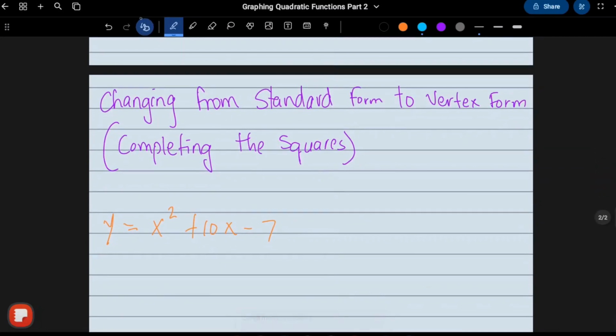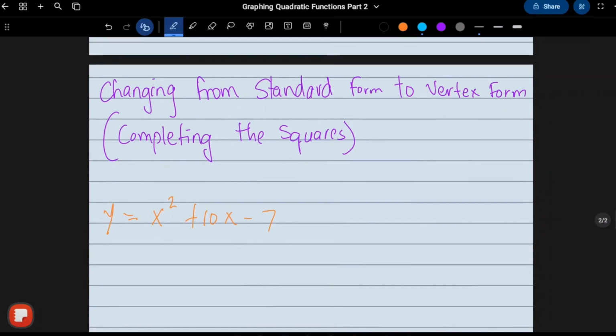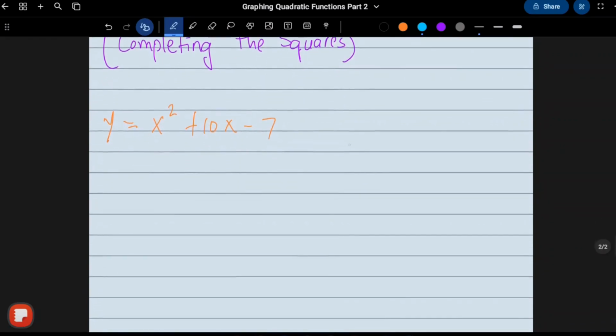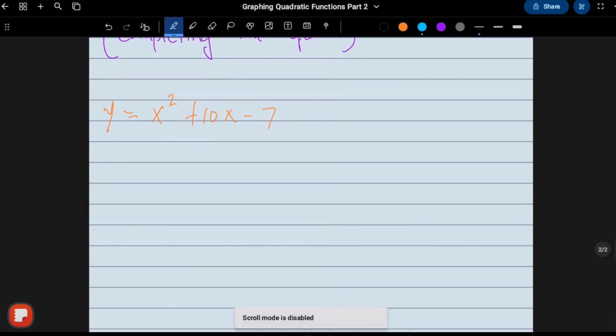Now, what if you have the standard form and you need to change it to the vertex form? Well, we need to do what is called completing the square. So I'll guide you as to how we will complete the square for this equation. Now the first thing I'm going to do is to take that negative 7 and bring it over to my y. I'm crossing the equal sign, so I'm going to change signs. So instead of negative 7, it's going to be plus 7. And what remains will be x squared plus 10x. So that's step 1.